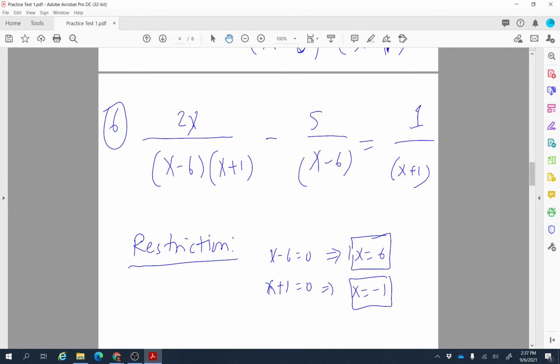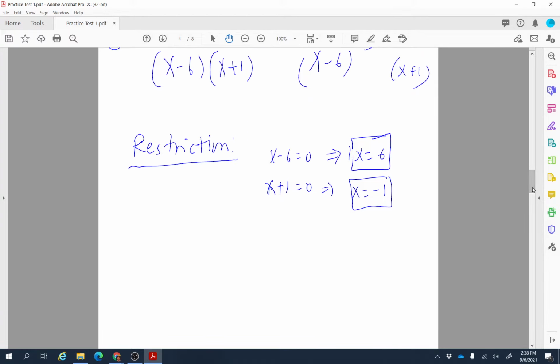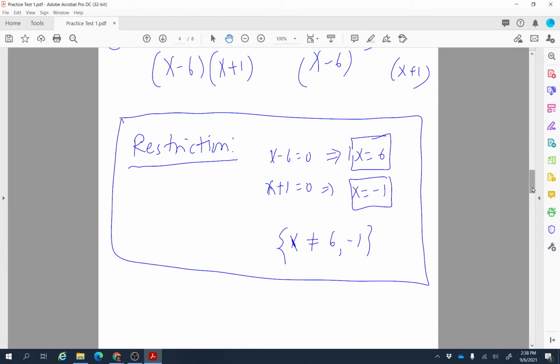So these are the two restrictions you cannot pick as answer, because if x is 6, this factor will be 0, and then this equation would be undefined. If x is -1, then another factor would be 0, and then the equation would be undefined. So these are the two restrictions. x cannot be equal to 6, and x cannot be equal to -1. So at the end, if you find this answer 6 and -1, just avoid those answers.